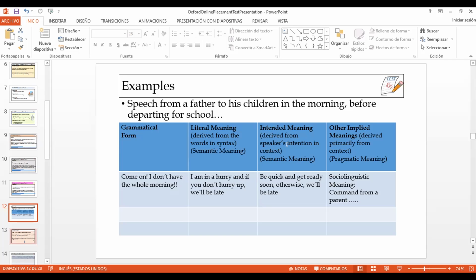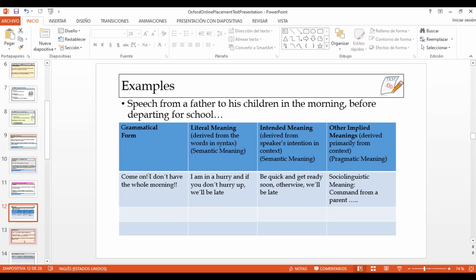What is the intended meaning? Be quick and get ready. Yes. Otherwise, we will be late. And what is the pragmatic meaning? In which social context is the father going to use this? And which is the meaning? This is a command, yes?